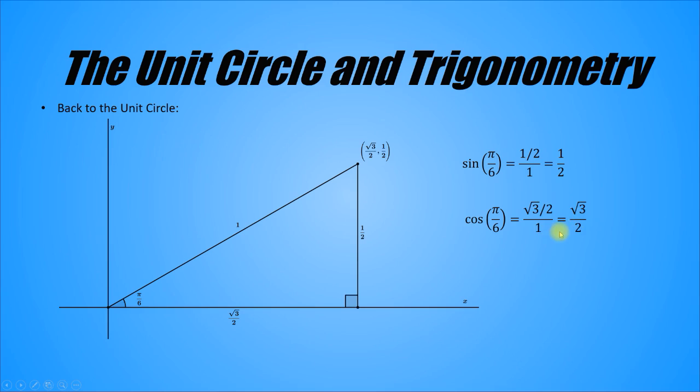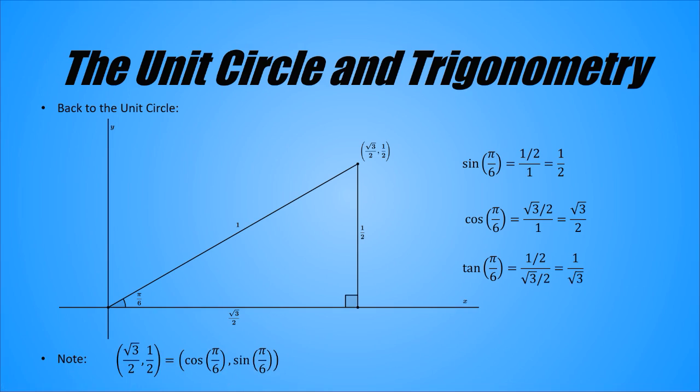And to get the tangent of pi over 6, you can take your pick. You can either divide opposite by adjacent, or you can divide the sine by the cosine. Either way, you're going to get 1 over the square root of 3. And check this out. The cosine and sine of pi over 6 are just the x and y coordinates of the point on the unit circle. So going forward, we could just read the values of sine and cosine of any angle off the unit circle without bothering with a triangle.